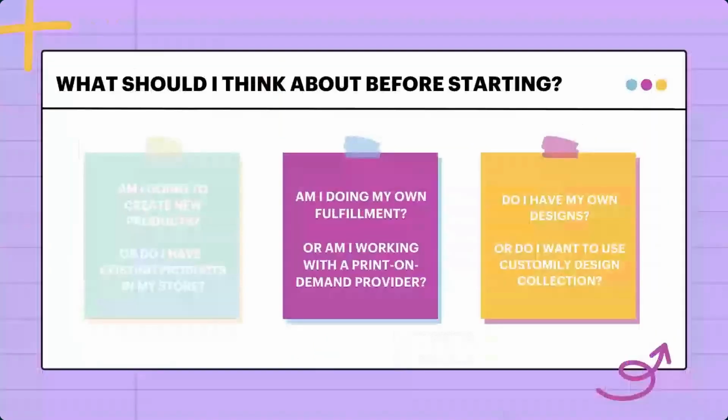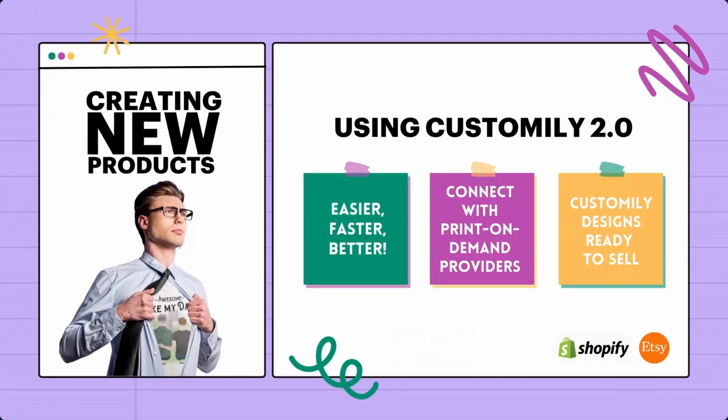Now, if you will be creating new products, more questions will pop up. Am I doing my own fulfillment, for example, with my own workshop or a local company? Or am I fulfilling with a known print-on-demand supplier? And then, do I have my own designs that will be personalized, or will I be using pre-made designs from Customily? These two questions will be the entry point to use what we call Customily 2.0. This is our latest update and will allow you to create new listings more easily, faster, and better. And this option is only available for Etsy and Shopify stores.